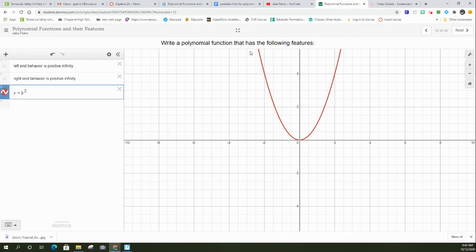Okay, why is the left side going up? If again x is getting really small, because when you square a negative, it makes it positive again. So anytime you do any even power, any number to an even power will always be positive, because negative times negative is always positive.